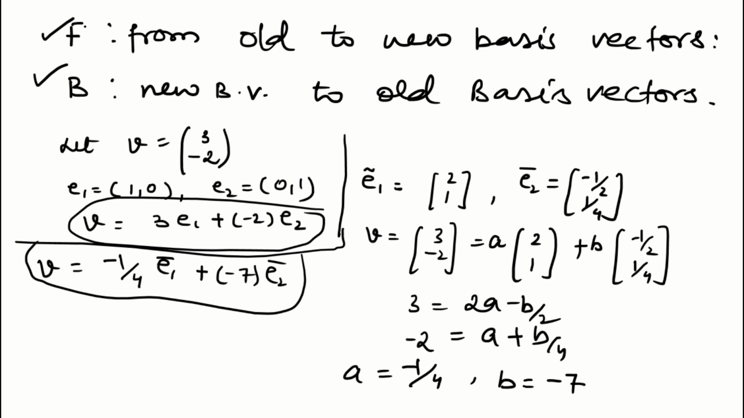Now let us consider the matrix F with new components. In the old coordinate system, the coordinates of V are 3 and minus 2, and in the new coordinate system the components of V are minus 1 by 4 and minus 7. So here I am considering F with the new coordinates of V.